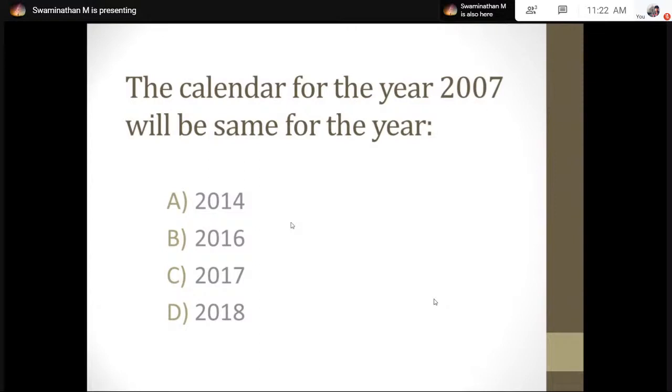The question is, the calendar for the year 2007 will be same for the year: A 2014, B 2016, C 2017, D 2018. That is, from 2007, you have to calculate the odd days for every year and add it till you get 0 odd days. That year will be same as 2007.